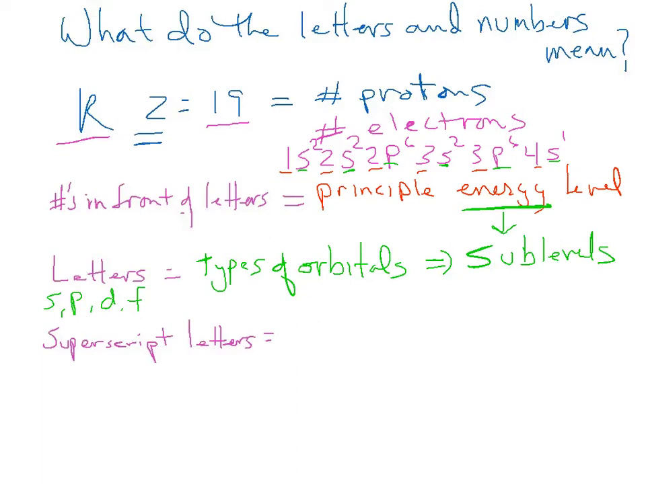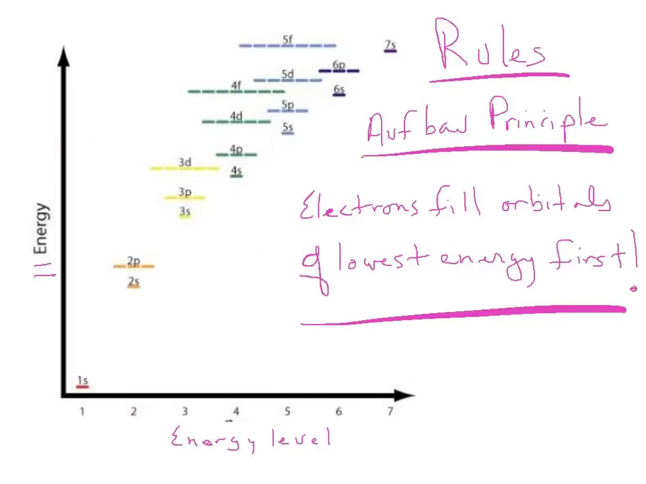And then the superscript numbers, which we will do in yellow: you've got 2, 2, 6, 2, 6, 1. The superscript numbers represent the number of electrons. So that's what the letters and numbers stand for here: the numbers of electrons in that particular sublevel, or in those types of orbitals in that energy level. So, how do I write this out?